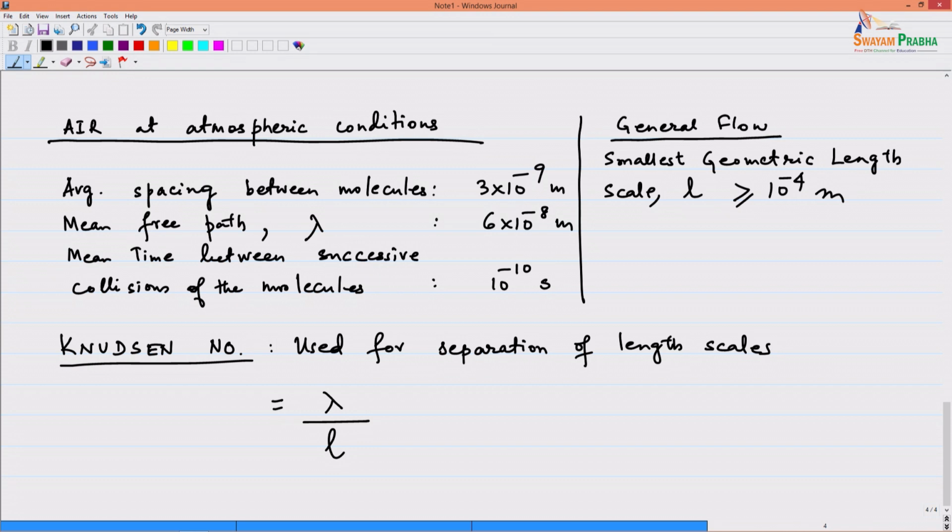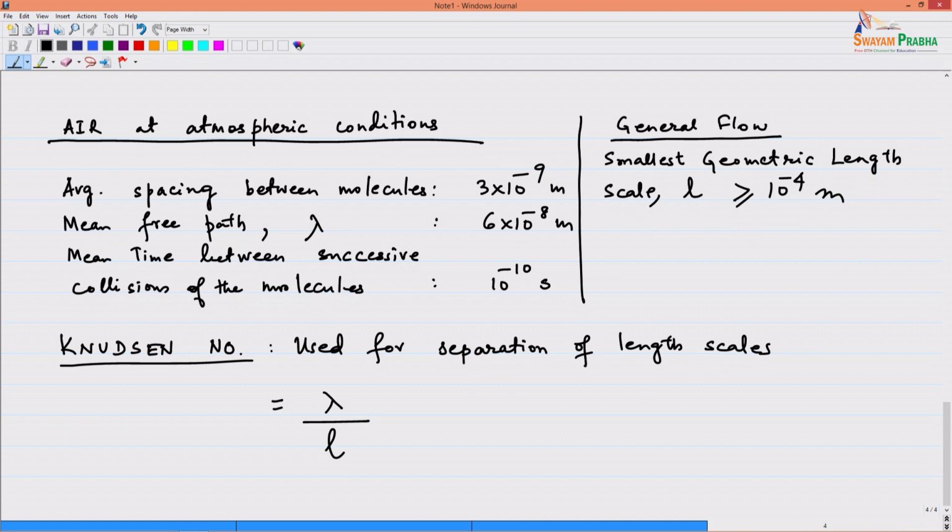Okay. So, mean free path is lambda, right, and L is the smallest geometric length scale that I can get at, which is this, right. So, in this case, for the general flow, if the smallest length scale that we are looking at is 10 to the power minus 4 meters.